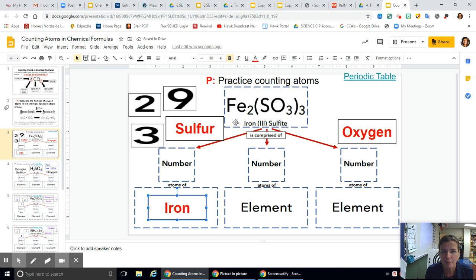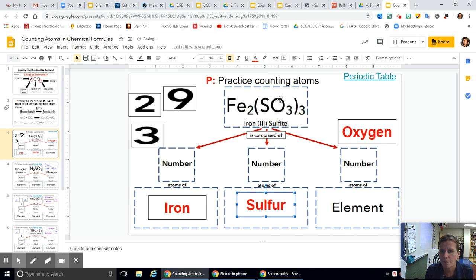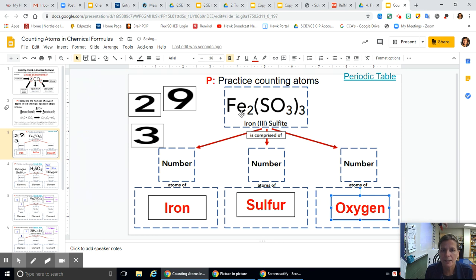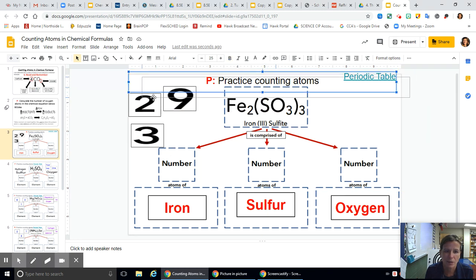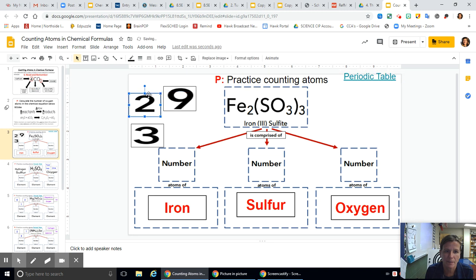And then my next capital letter would be an S, so I have sulfur. And then my next capital letter is O for my oxygen element. Now I want to count how many atoms of each element I have. So iron has a subscript of 2. So iron has 2 atoms.